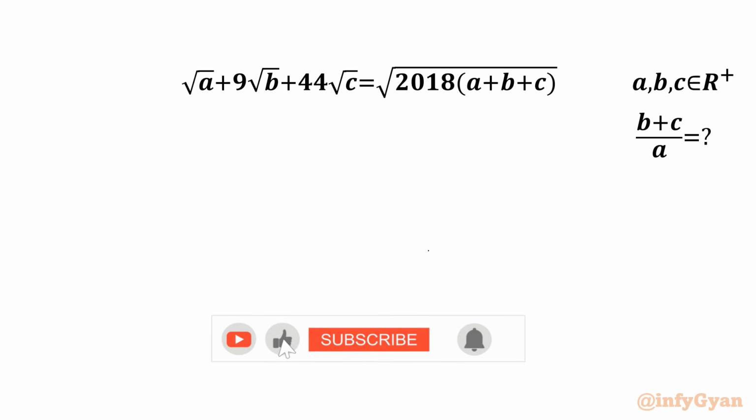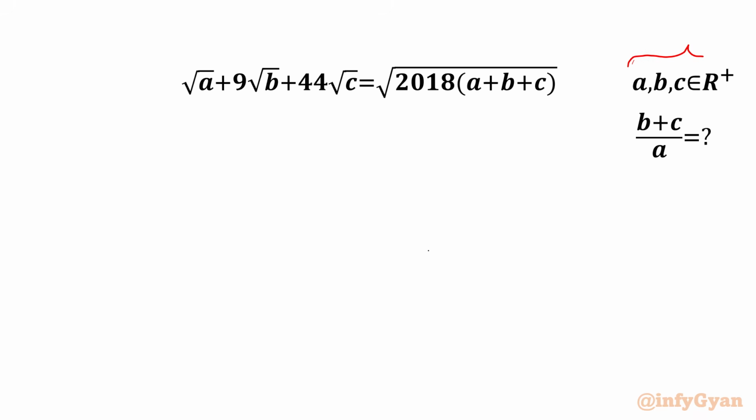In this video, we are going to take up a 2018 awesome math problem. Here we have to find (b plus c) over a, given that a, b, c are positive real numbers. Let's say the required expression is E. I'll be sharing two different approaches to proceed with this problem.